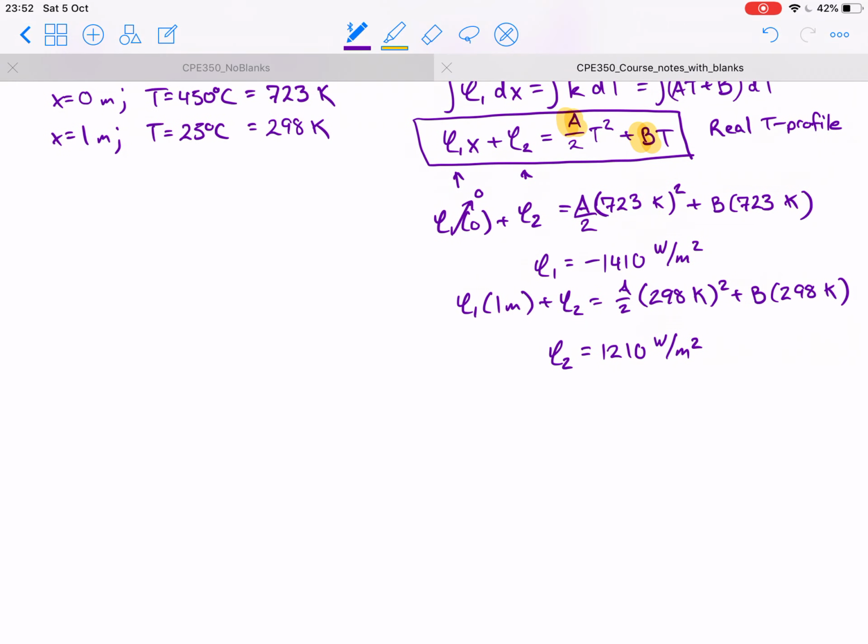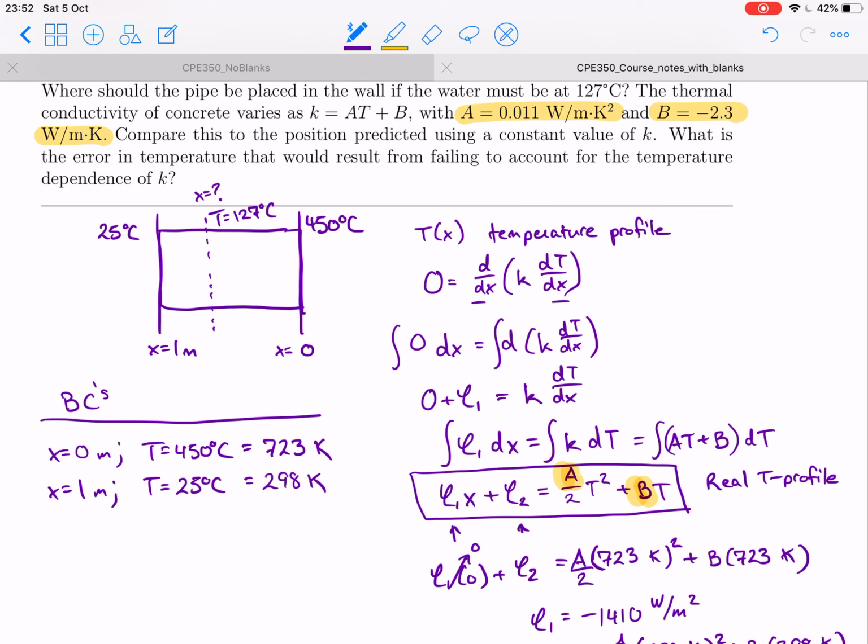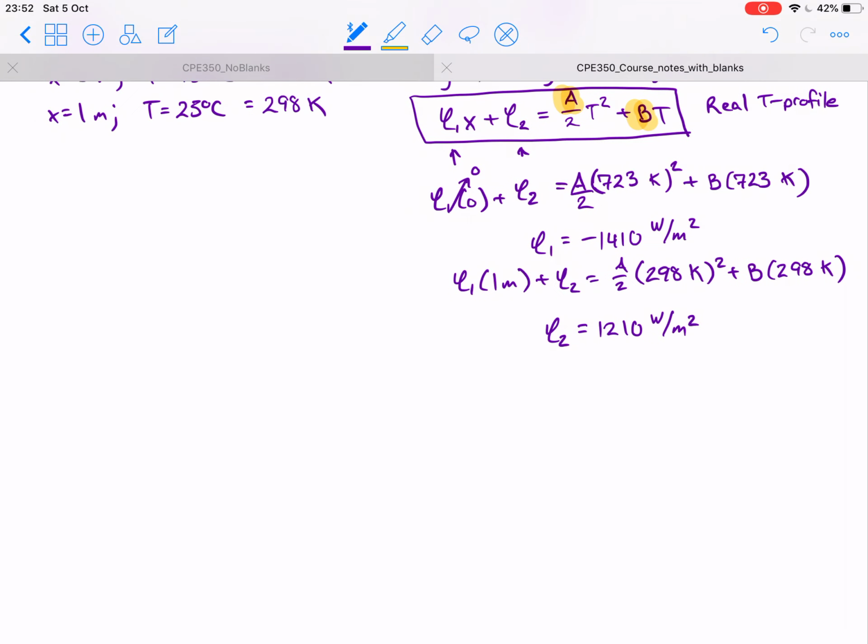But the question wasn't asking for the temperature profile. It was asking for the x value at which the temperature is equal to 127. So let's take our temperature profile, and we want to know T127, and in Kelvin, that's going to be 400 Kelvin. So we'll plug 400 Kelvin into our temperature profile and compute the x that corresponds to that.